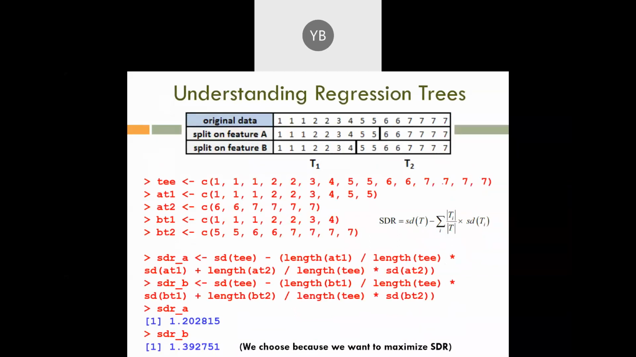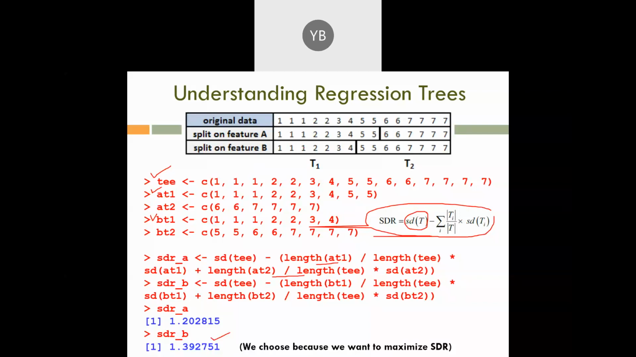So this is your original data, this is the split using feature A, and this is for feature B. We compute the standard deviation of the original partition minus the first partition and the second partition, and this is for B. If you look at the standard deviation reduction, B is bigger, because we want to maximize the standard deviation reduction. So we choose B.